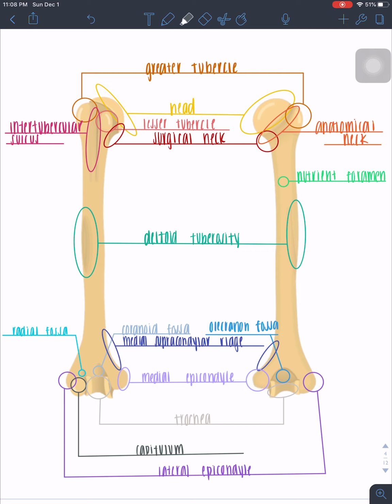Moving on, we have the olecranon fossa right here, and below it we have the trochlea. And by the way, get ready for a bunch of mispronunciation. Also, we have the radial fossa here, which is where the radius goes, and the coronoid fossa here. And I believe that is it. Oh wait, there's also the capitulum. Now that's it.